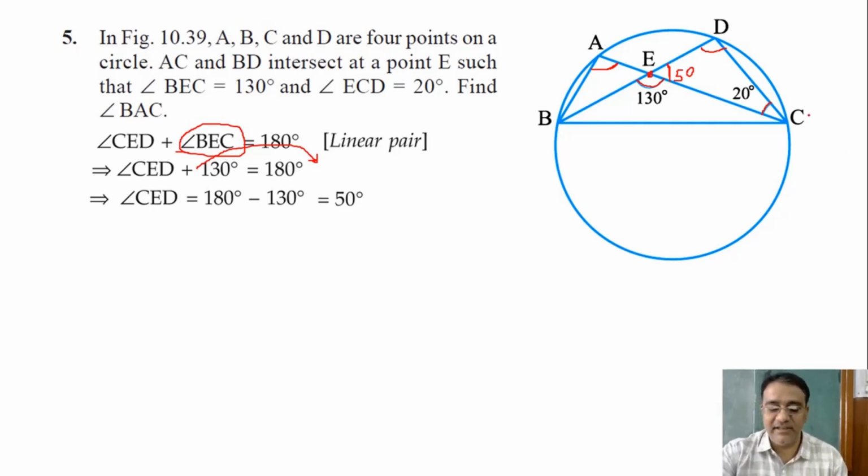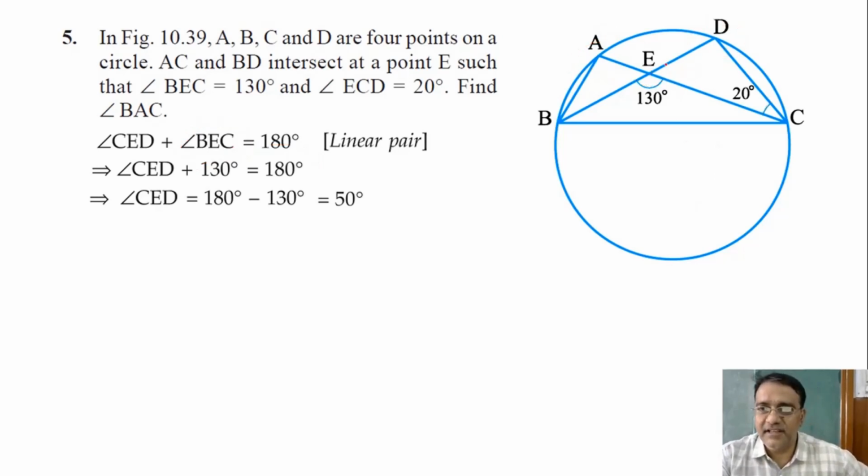110 degrees. Okay, fine. So we can do this in two ways. Find this angle, 110 degrees, by using the angle sum property of a triangle. Then this angle and this angle are equal. Why? Angles in the same segment. Okay, I'm telling you the other way.